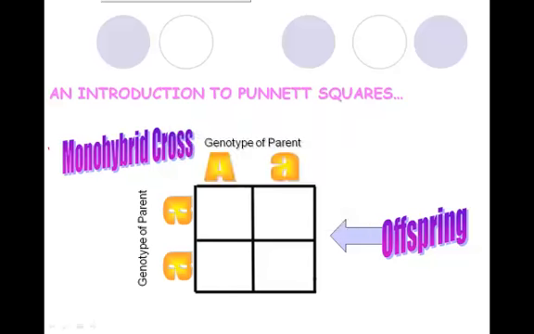Alright, we like to start with a monohybrid cross to get our Punnett square practice. Remember, mono meaning one, so we're looking at a one or single trait cross. And we have the genotypes of the parents. The parents have the following genotypes: homozygous recessive crossed with heterozygous.